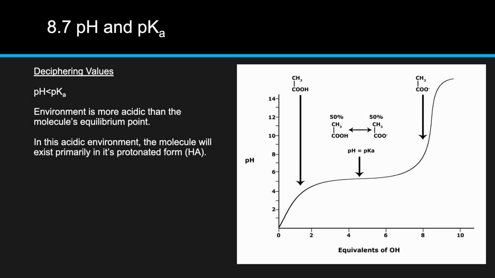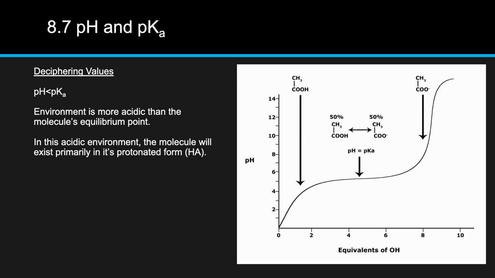So let's go through these values one at a time. So first, what is happening when pH is less than pKa? For me, the easiest way to visualize this is using a titration curve with a weak acid. So here we're using acetic acid, which is CH3COOH. So you can see we're starting with CH3COOH. At the half equivalence point, we have equal amounts of acetic acid and acetate, which is our conjugate base. And then once we move past that half equivalence point, then we're going to predominantly have acetate, which is our conjugate base.